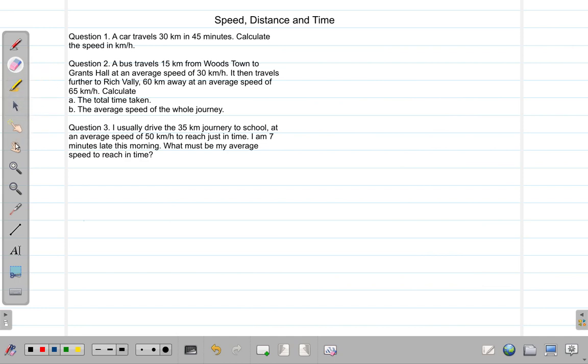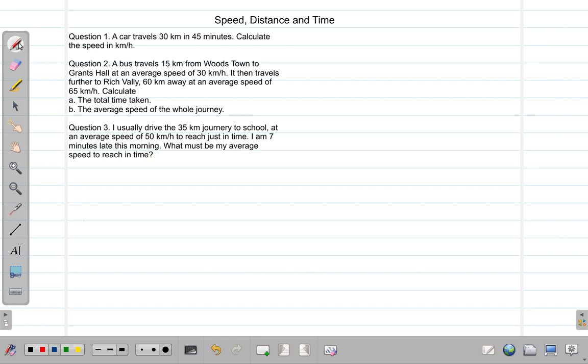Alright. Now, I usually drive the 35 kilometers journey to school at an average speed of 50 kilometers per hour to reach just in time. I am 7 minutes late this morning. What must be my average speed to reach in time?